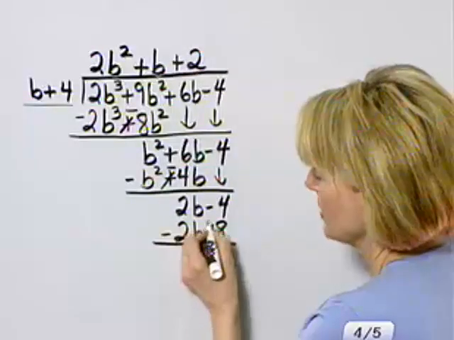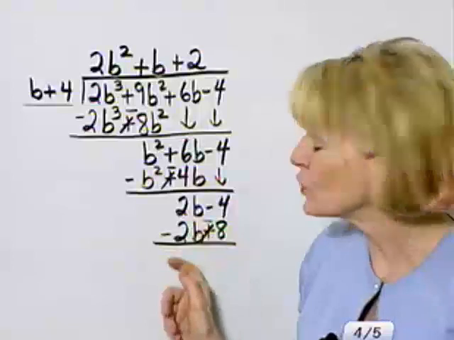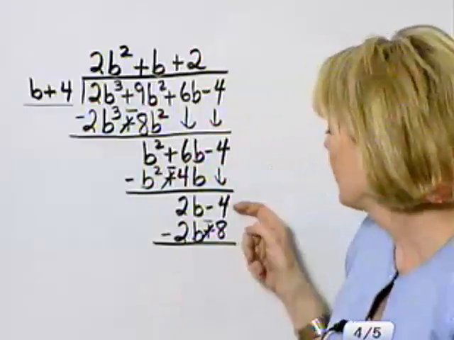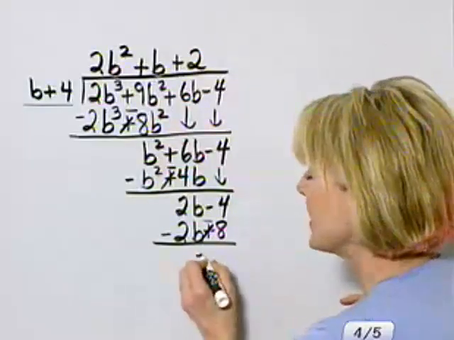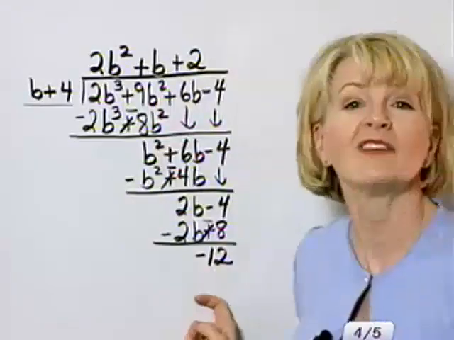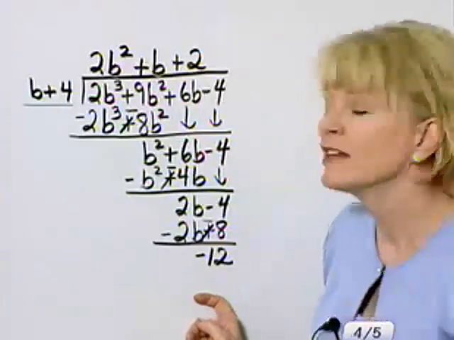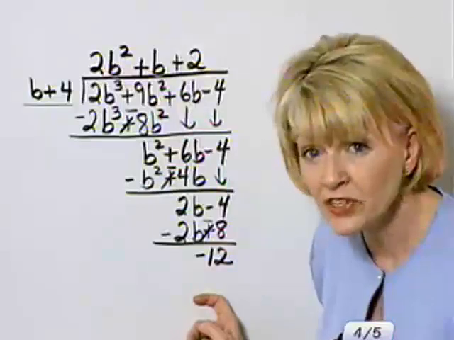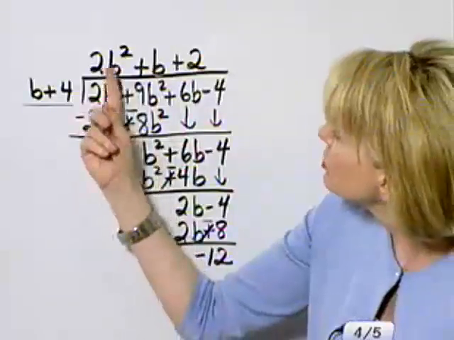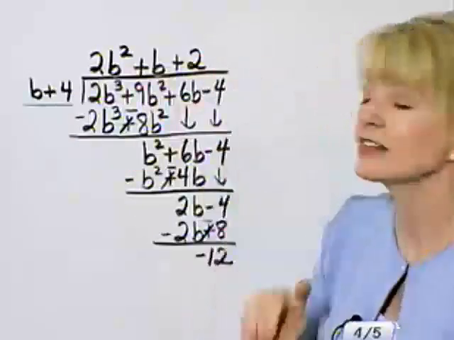Make that a minus and that a minus. 2b minus 2b is 0. Negative 4 minus 8, that is negative 12. I have a remainder this time. So what is my quotient? My quotient is 2b squared plus b plus 2.